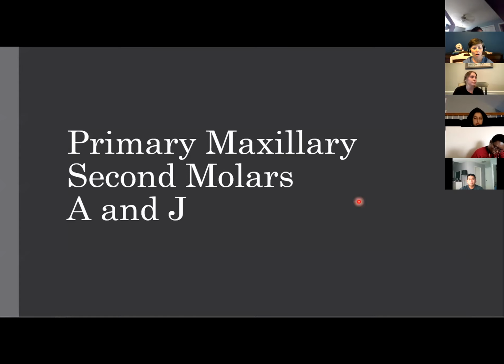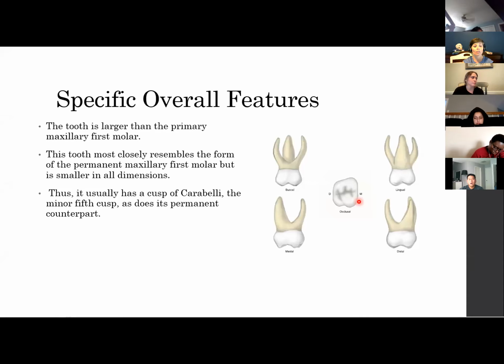A and J are the maxillary second molars. The tooth is larger than the primary maxillary first molar. It's almost like it's building. The first one is a little small, the second one's a little bigger, and then you get this ginormous 6-year-old molar, your first molar, first permanent.